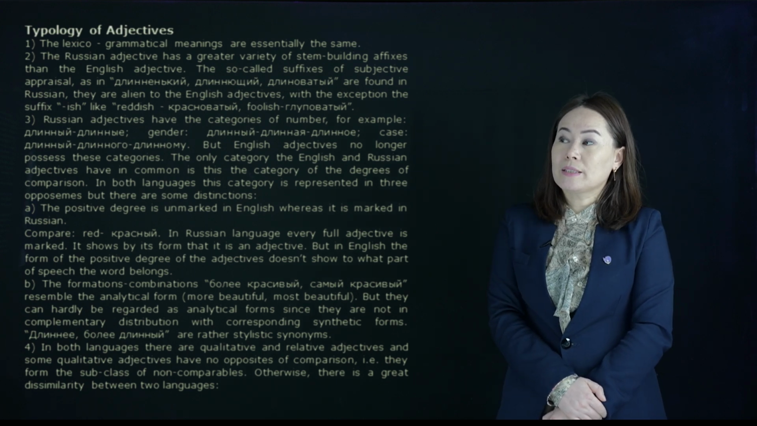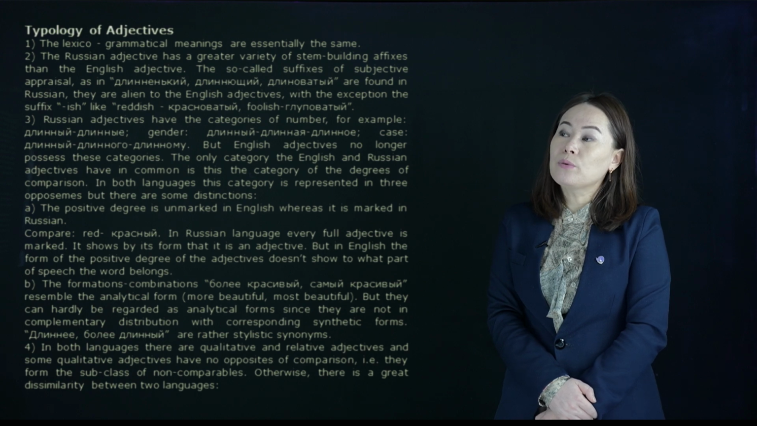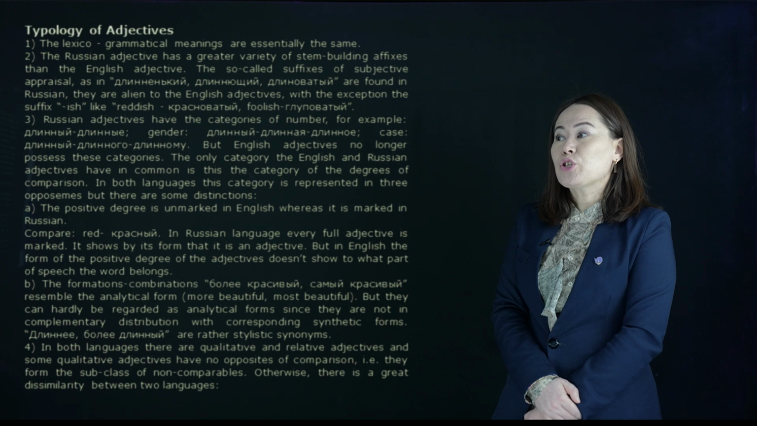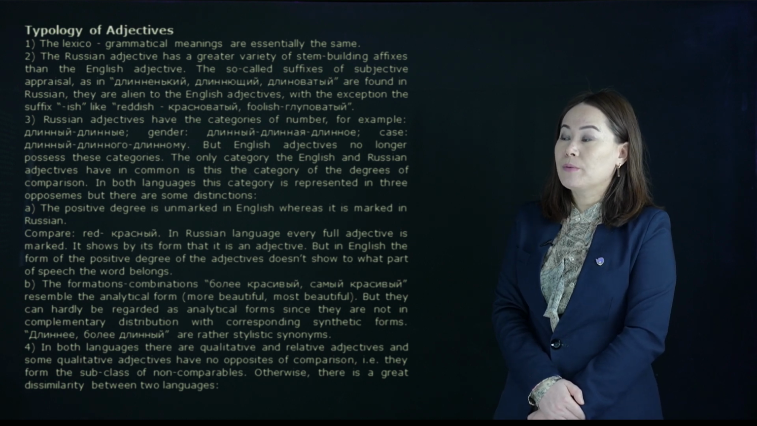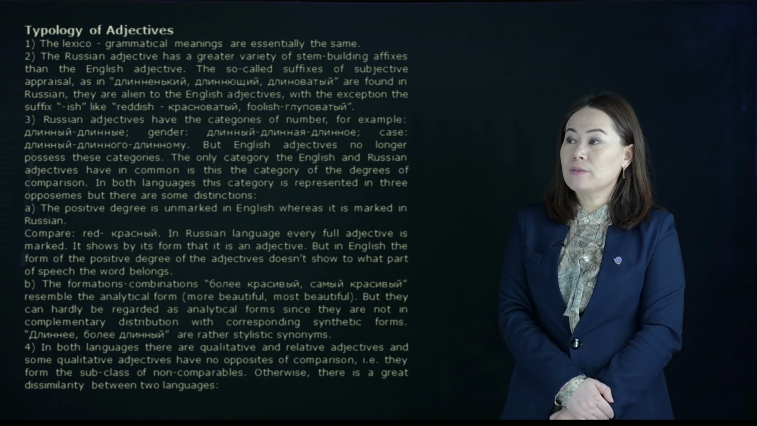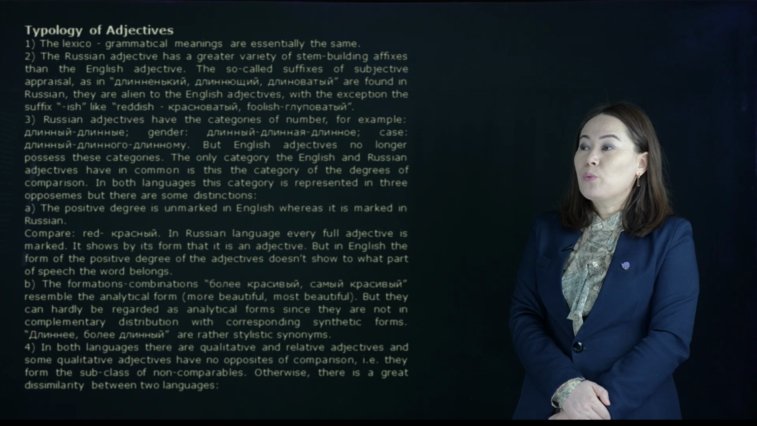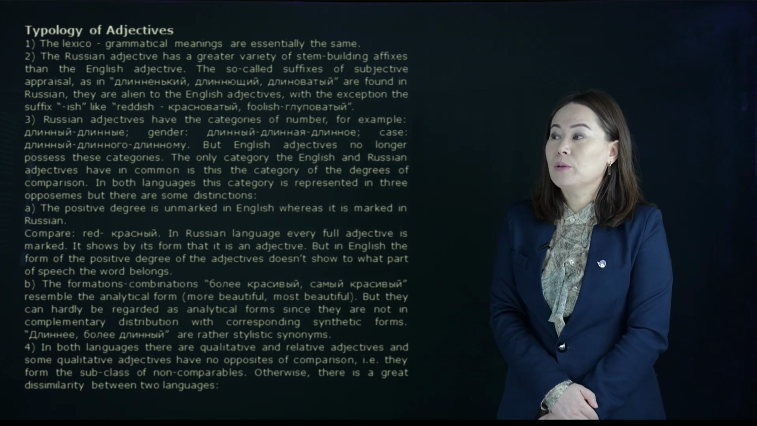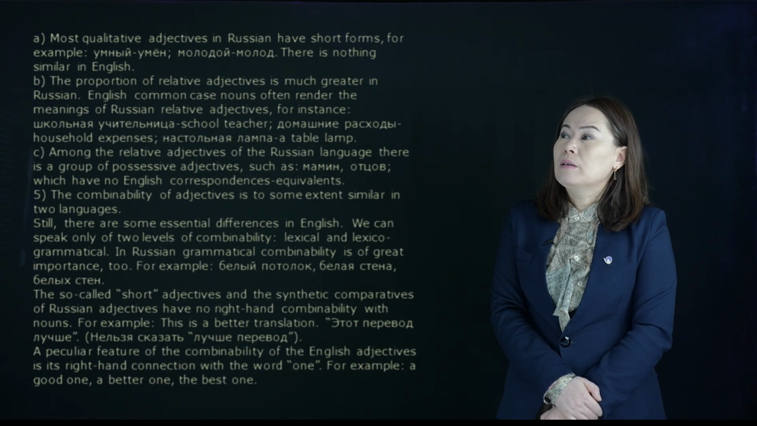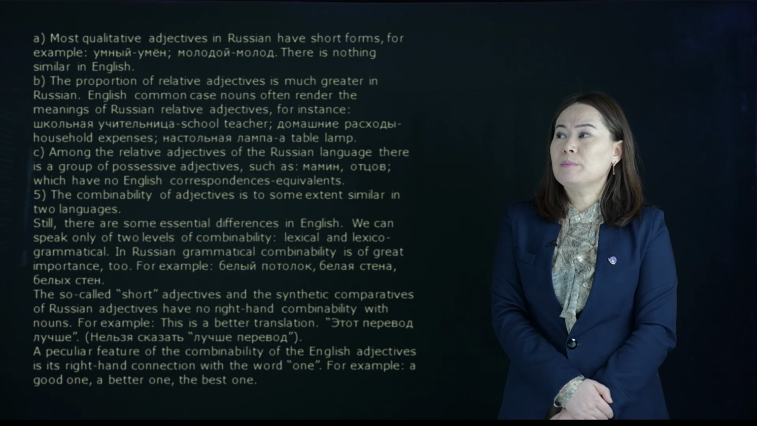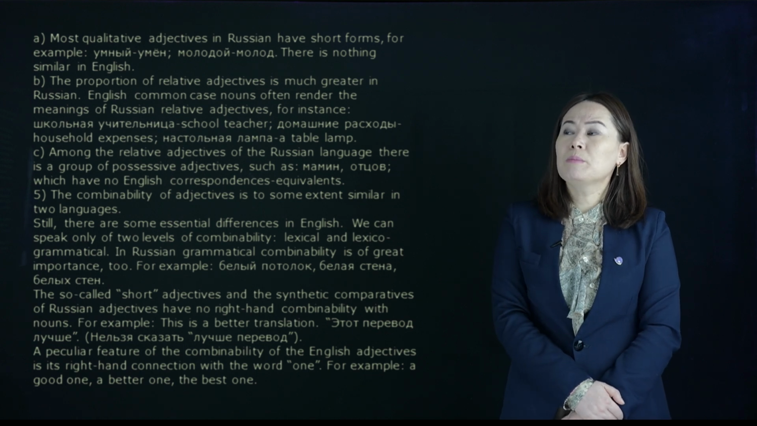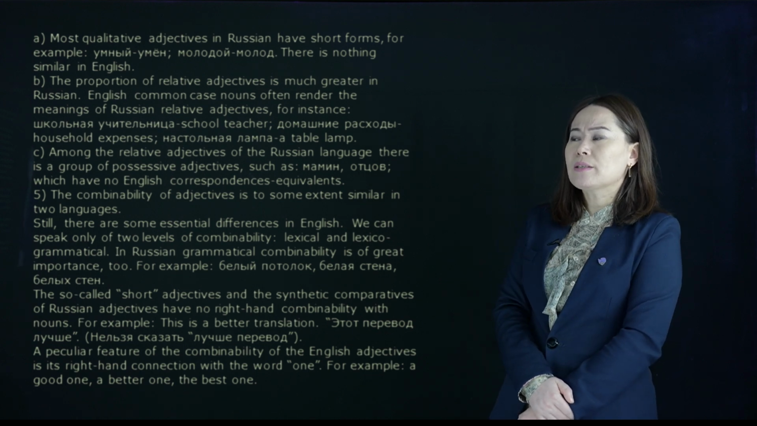Compare red, красный. In the Russian language, every full adjective is marked. It shows by its form that it is an adjective, but in English, the form of the positive degree of the adjective doesn't show to what part of speech the word belongs. Most qualitative adjectives in Russian have short forms, for example, умный, умен, молодой, молод. There is nothing similar in English.